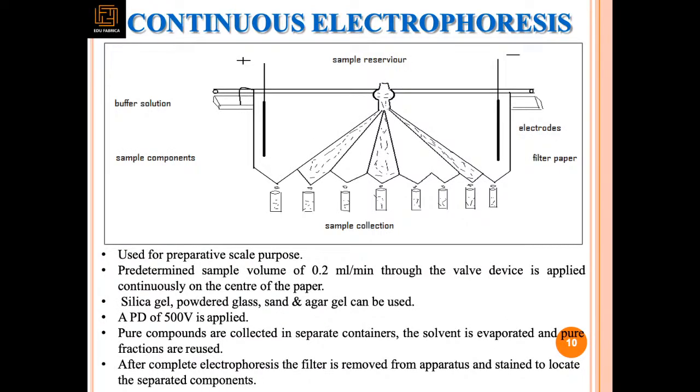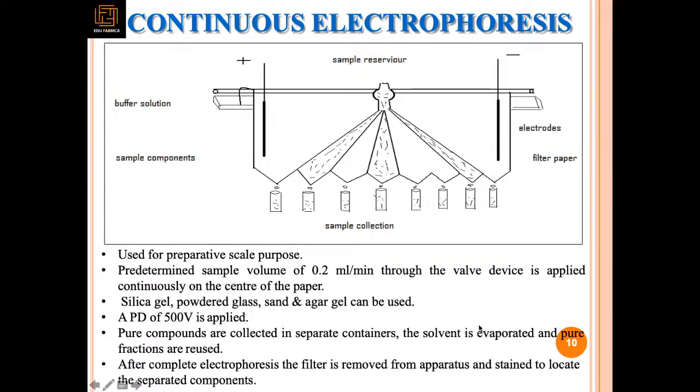Then the second one after paper electrophoresis is continuous electrophoresis. In continuous electrophoresis, we have a sample reservoir. We put a buffer solution on the top and our sample components at the bottom. With the help of continuous electrophoresis, our components can be separated into different compartments with the help of filter paper. This is the positive electrode and this is the negative electrode.